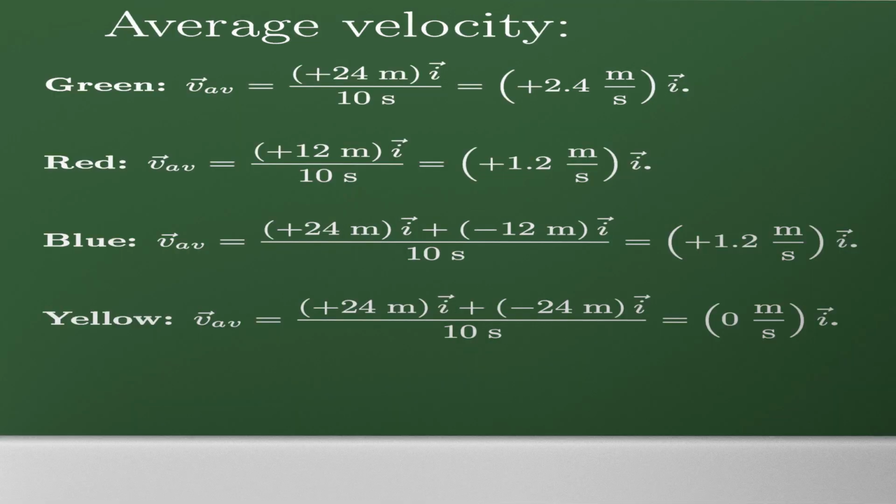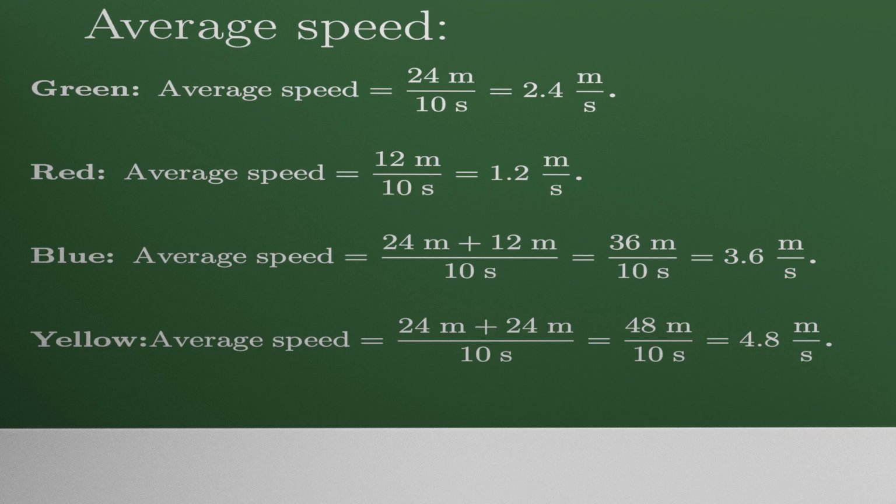Let's compare the average velocity and average speed for the red and the blue particle. Average velocities of these 2 particles were equal to plus 1.2 meters per second. In the case of average speed, we see that those values are not the same. After all, I hope that you know the difference between displacement and distance, and of course between average velocity and average speed.